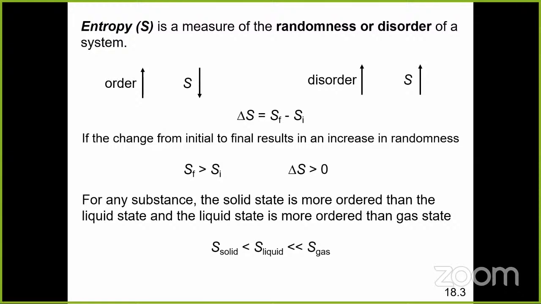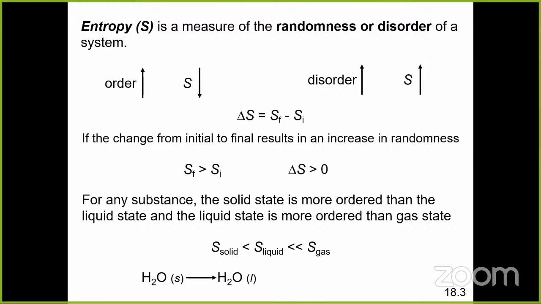So this summarizes what I just described in terms of the order of entropy of the same substance in the three different states, right? The entropy of the solid state will be less than the entropy of the liquid state, which in turn will be much less than the entropy of the gaseous state. And this is true right across the board for every substance without exception, all right?